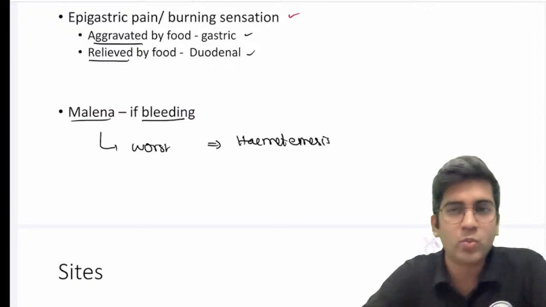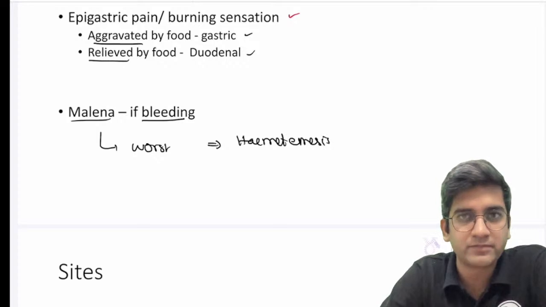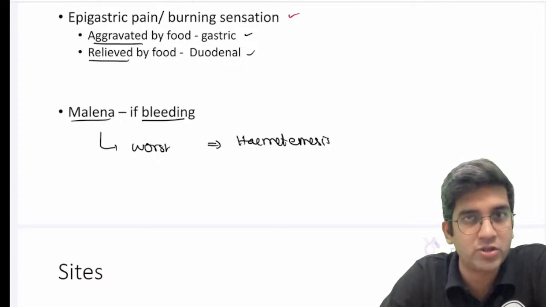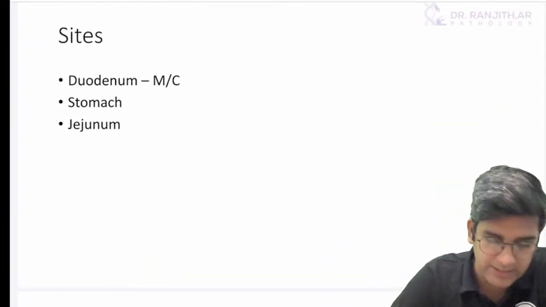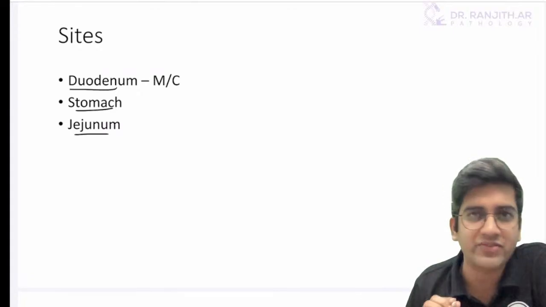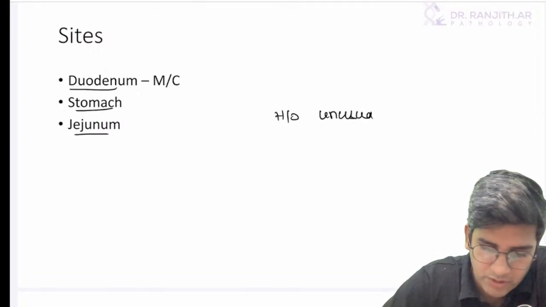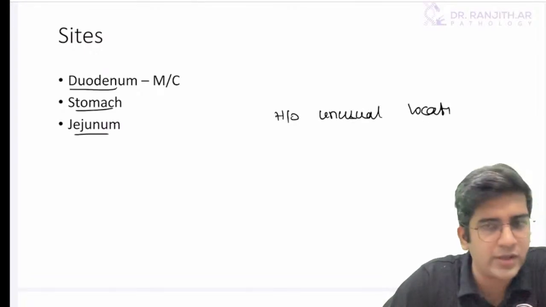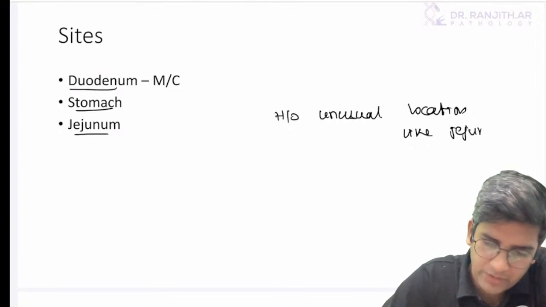Fine. Can anyone tell me what's the most common site of peptic ulcer? The common site of peptic ulcer is not the stomach, it's always the duodenum, right? The common site of peptic ulcer is the duodenum. That's the most common site. It can happen in the stomach. It can rarely happen in other parts of the intestine as well, right? So whenever you have a history of unusual locations, jejunum itself is an unusual location, right? Like jejunum, which is a very unusual location.